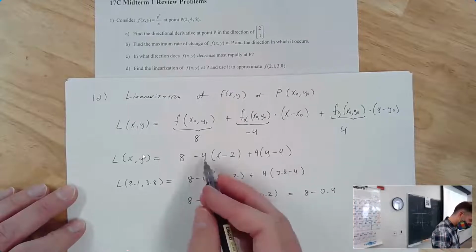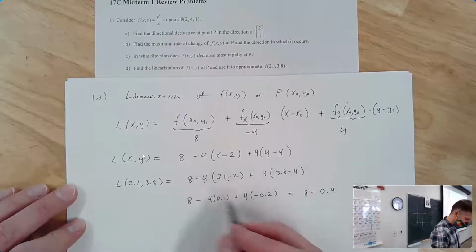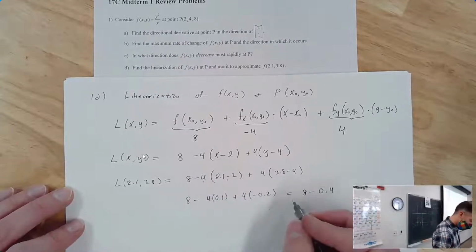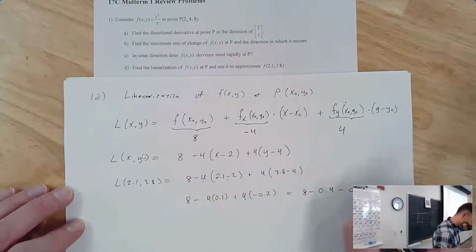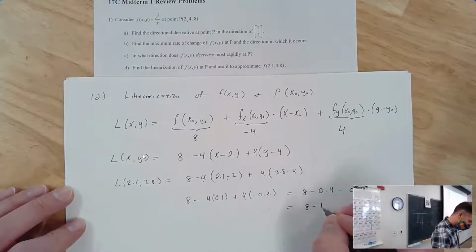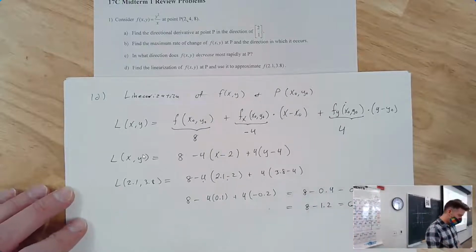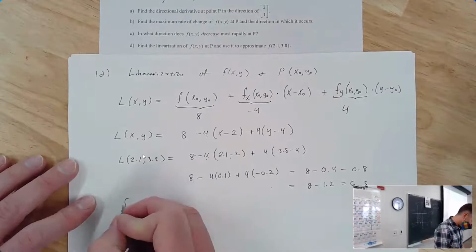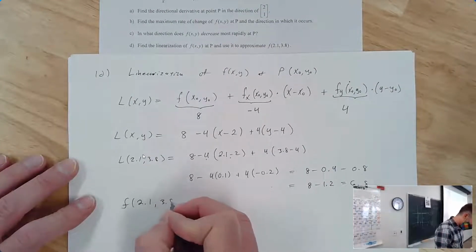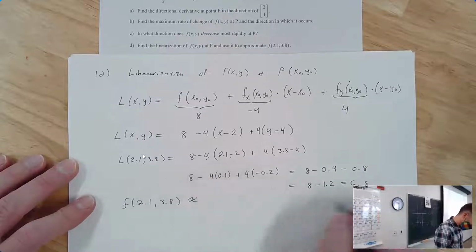Sorry. No, that's right. Usually you'd have a plus sign there, but there's a minus because the fx was negative. And then minus another 0.8. So that's going to be 6.8. So what that means for us is the function evaluated at 2.1, 3.8 can be approximated as 6.8.